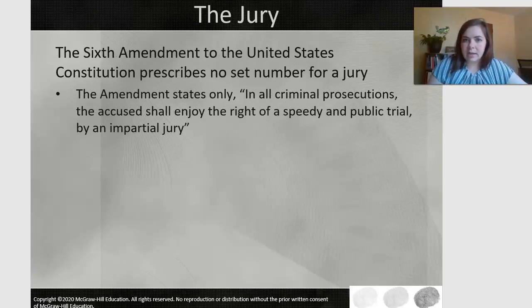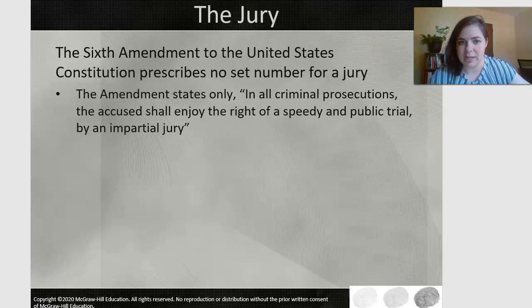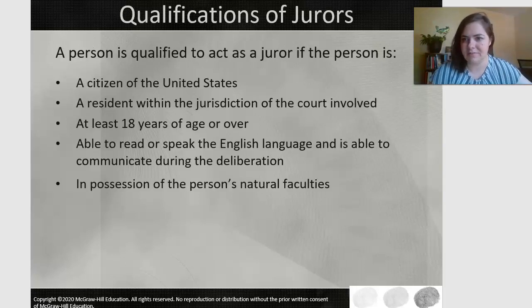The jury. The Constitution doesn't say that we have to have a 12-person jury. It just says that you have the right to an impartial jury. So states have been left to fill in the blanks on this.